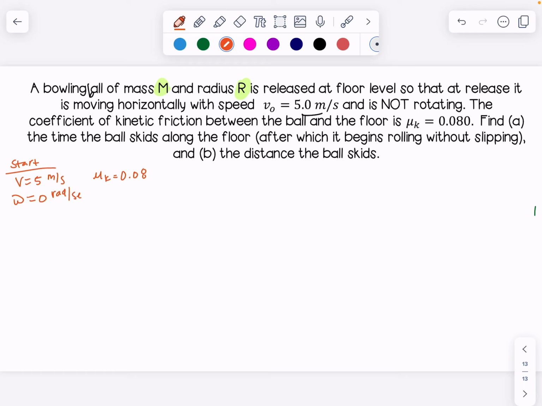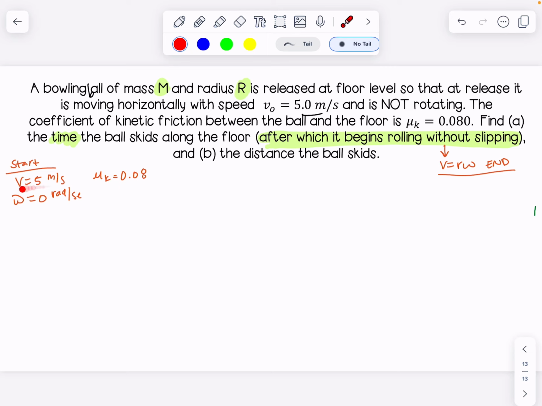So the very first thing it wants to know is for how long does it skid? Until it starts rolling without slipping. So once again, we have this key information. We know that if we're rolling without slipping, that means v is equal to R omega. So we're trying to figure out how long does it take to get here. So this is going to be our end constraint. If these are our beginning constraints, this is going to be our end constraint. We're going to use that to work together.